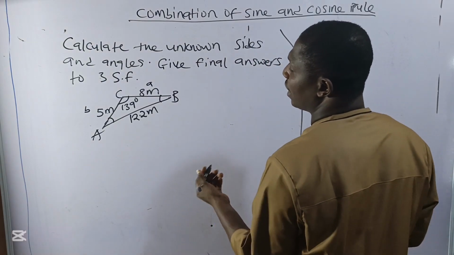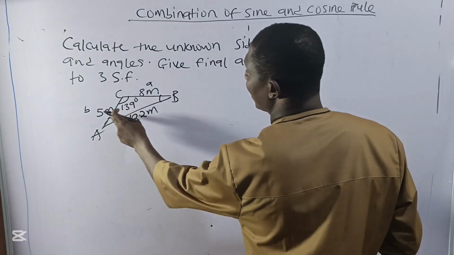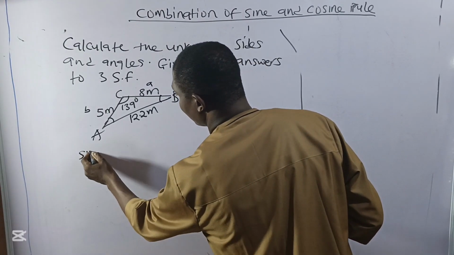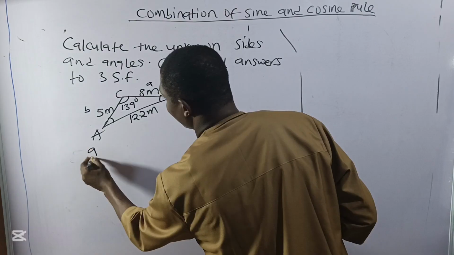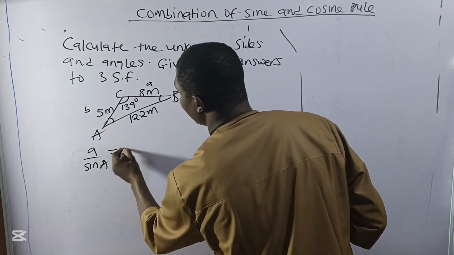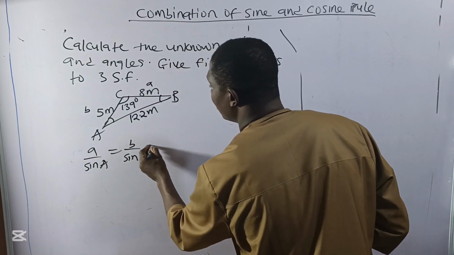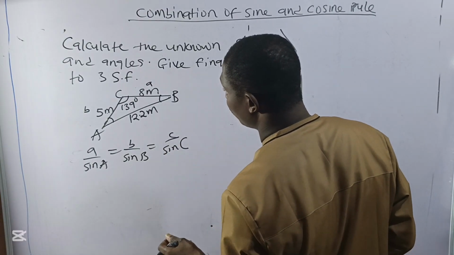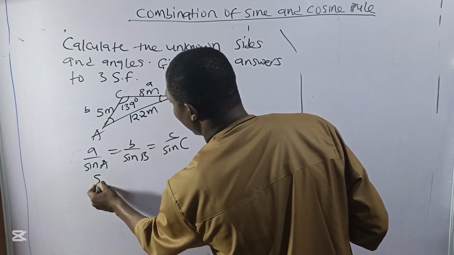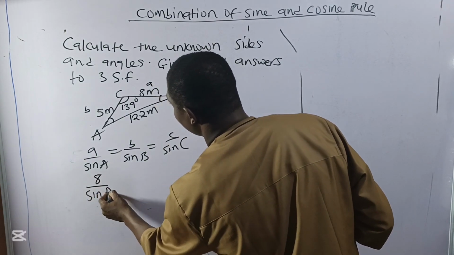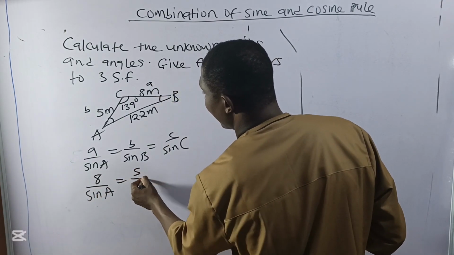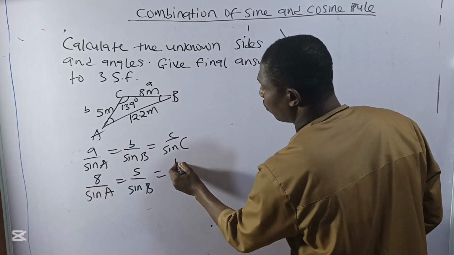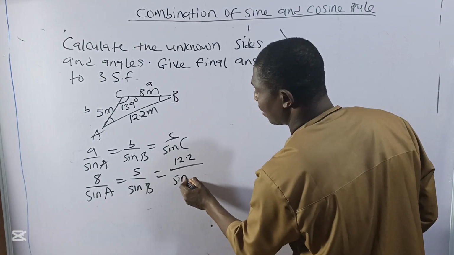So if I want to get it, since I know an angle and a side, I can use my sine rule. So I have my sine rule in general as a over sine capital A equals b over sine capital B equals c over sine capital C. And I have my small letter a to be 8. So I have 8 over sine A equals 5 over sine B, and equals c, which is 12.2, over sine C.